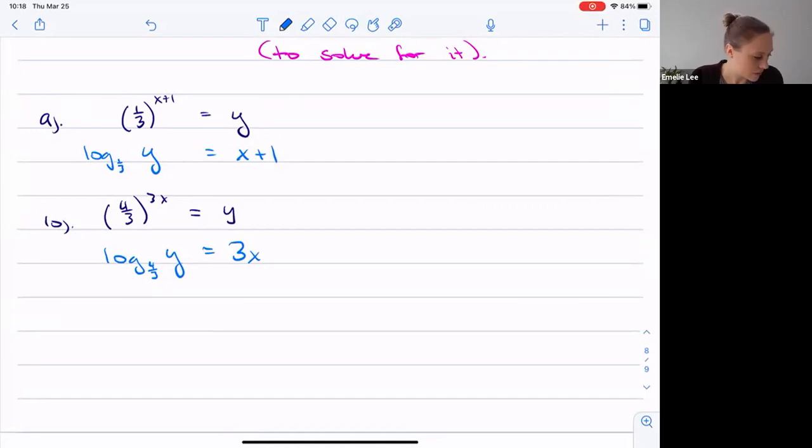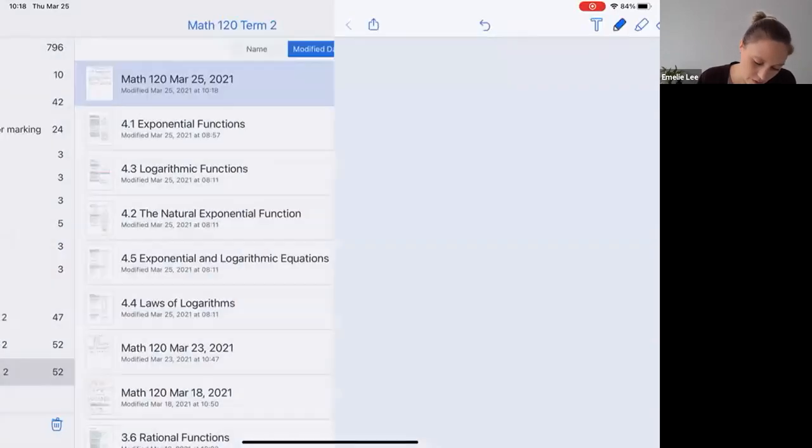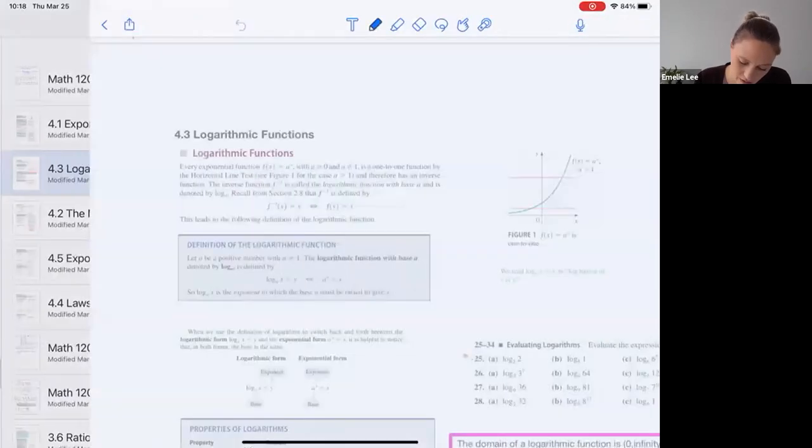Okay, so I want to make sure, do I have the change of base formula on here? Where is it? Okay, no, not yet. All right, so kind of moving the other way around.